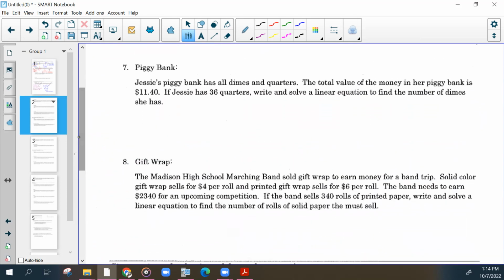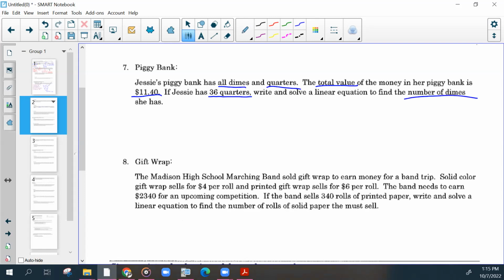With problems like this, you're still doing the same setup. First, let's find important things. We know the total is 1140. She has 36 quarters. What's also important here is that she's working with dimes and quarters, because if it was pennies and dimes, or dimes and nickels, nickels and quarters, quarters and half dollars, whatever she's using is important. And we know we need to find the number of dimes.